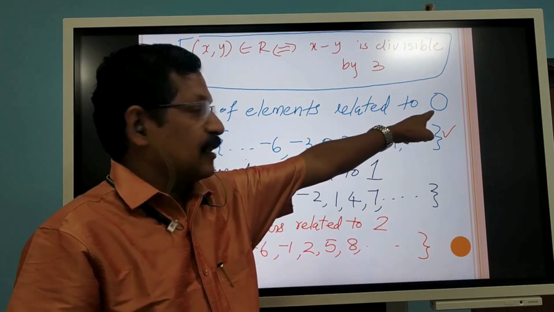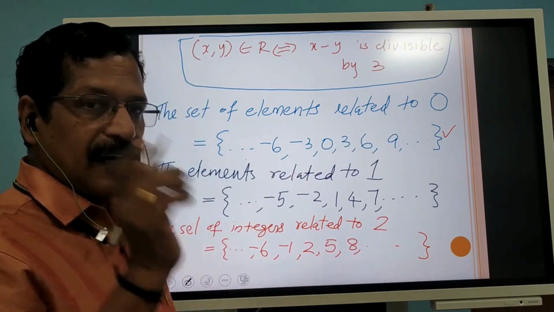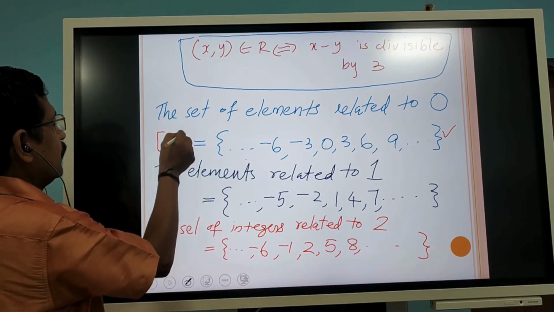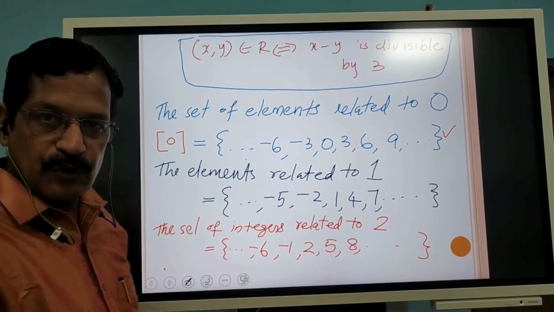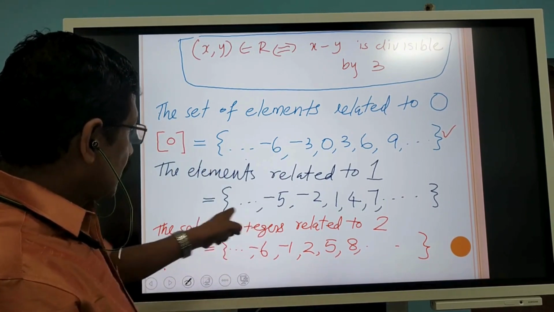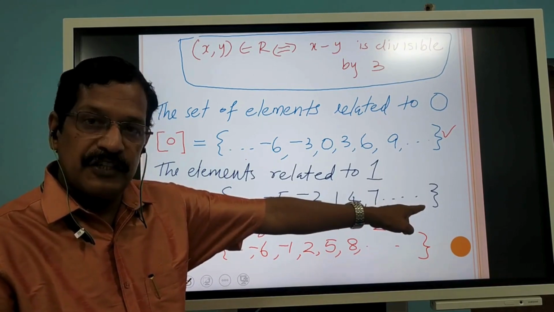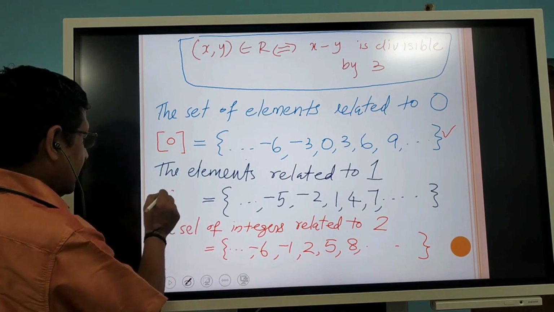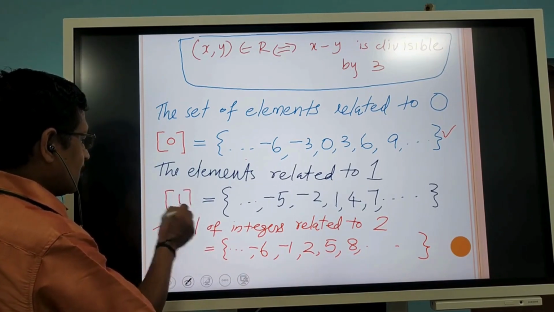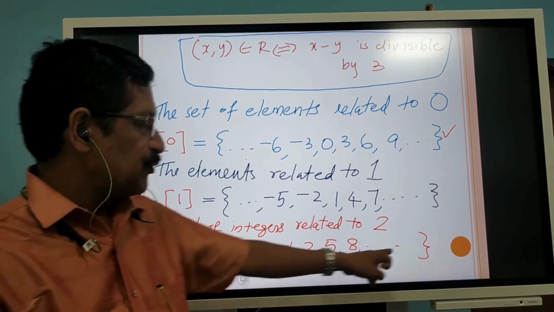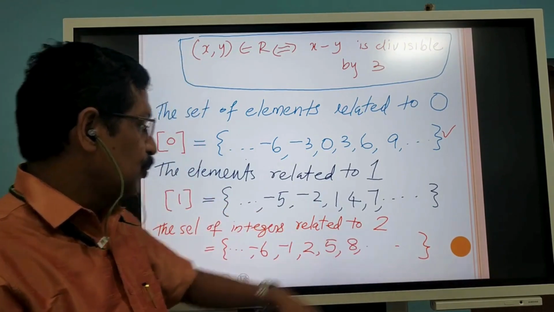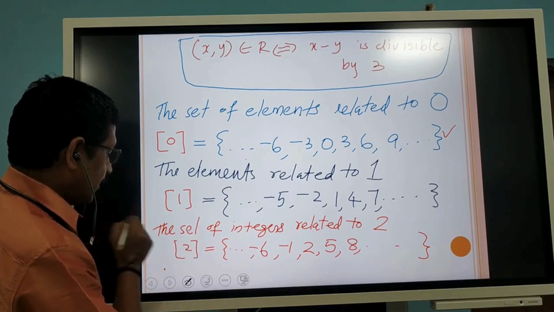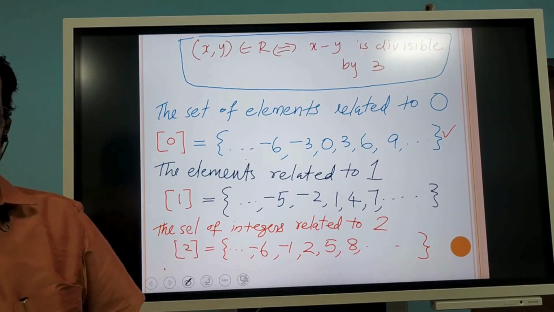So, the equivalence class corresponding to 0 is this set and it is denoted this way. This is the equivalence class corresponding to 0. Now, this is the set of all integers related to 1, that is the equivalence class corresponding to 1. And these are the set of all integers related to 2, and this is the equivalence class corresponding to 2.